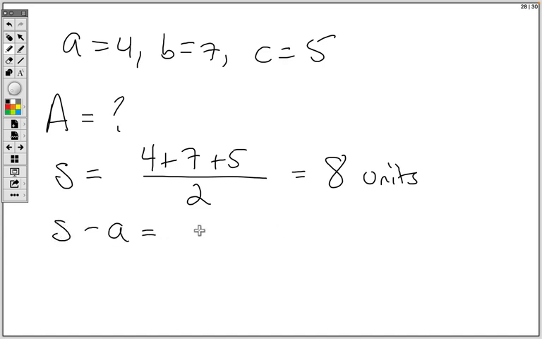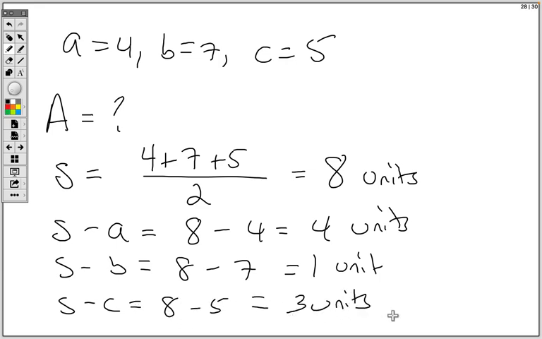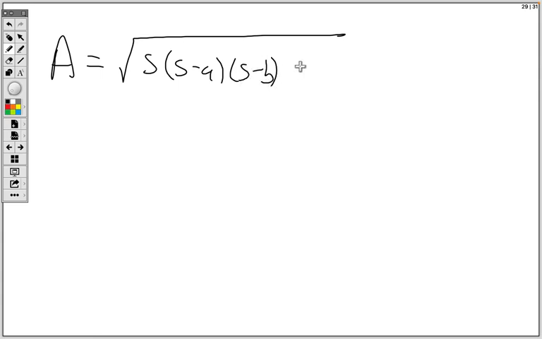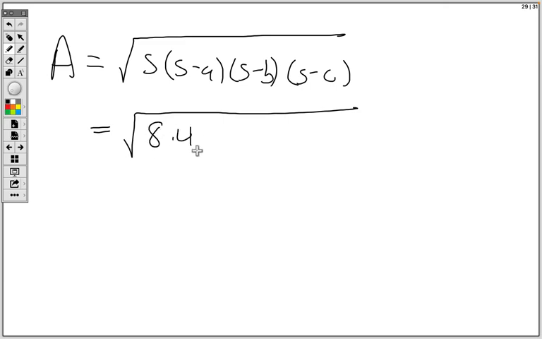Then I take S minus each side. So 8 minus 4, that's 4 units. S minus B, 8 minus 7, so that's 1 unit. S minus C is 8 minus 5, that's 3 units. So plug it into Heron's formula. A equals the square root of S times S minus A times S minus B times S minus C. That's 8 times 4 times 1 times 3. And once again, this would be units to the 4th power.